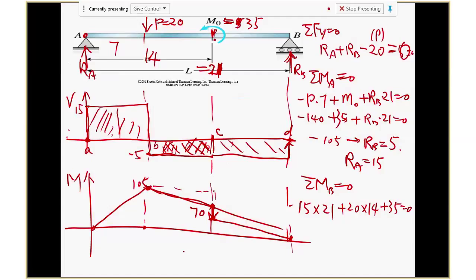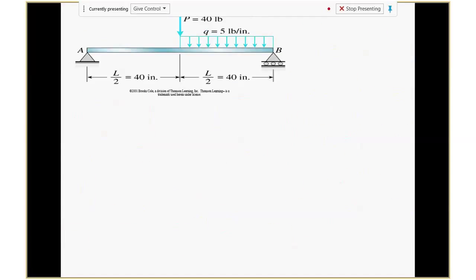I think we'll do one more simple beam, and then we'll move on to another example, an overhanging beam. This way you can see all different beams, and hopefully we'll cover different loads: distributed load, concentrated force, and concentrated moment. All right.